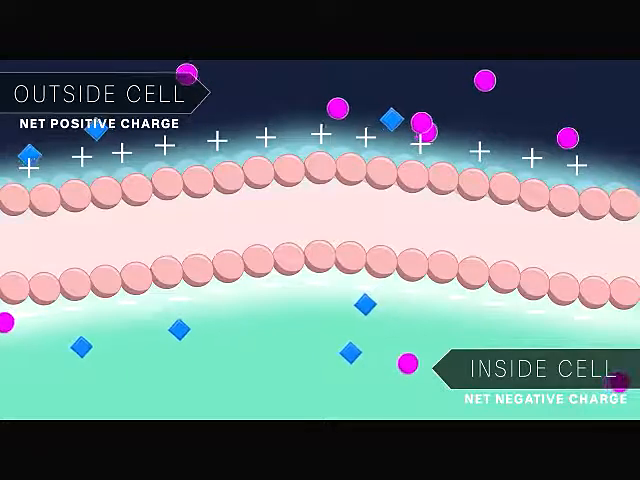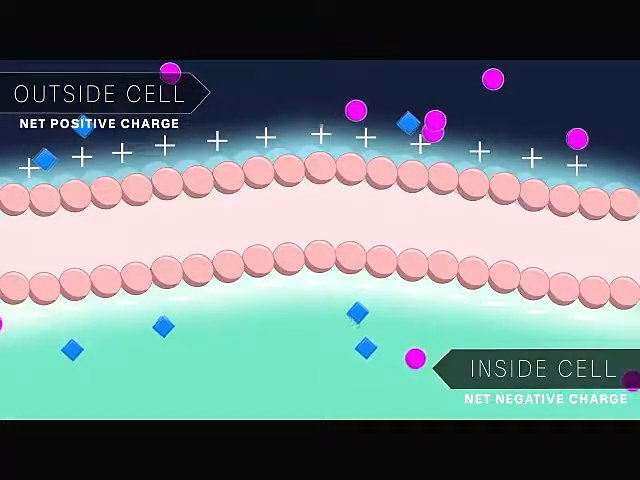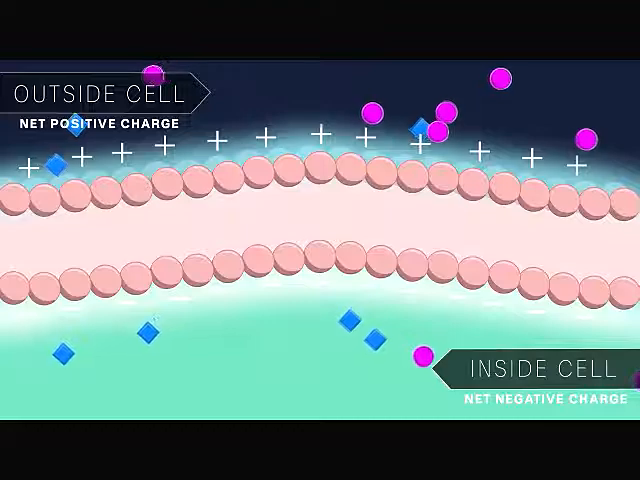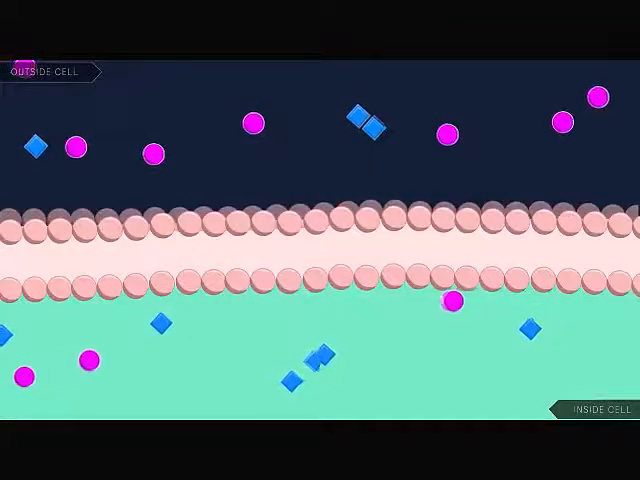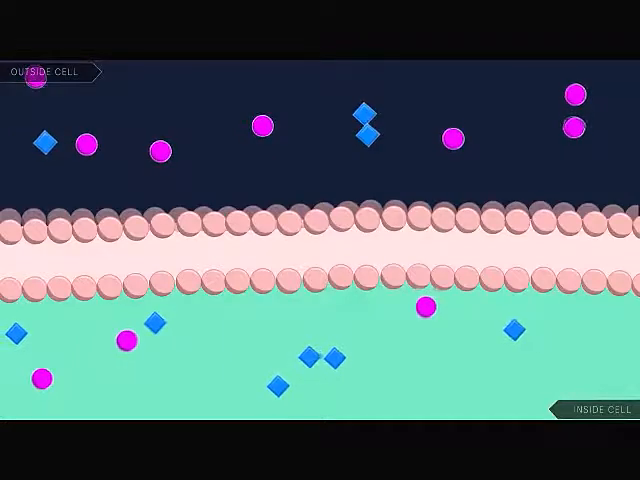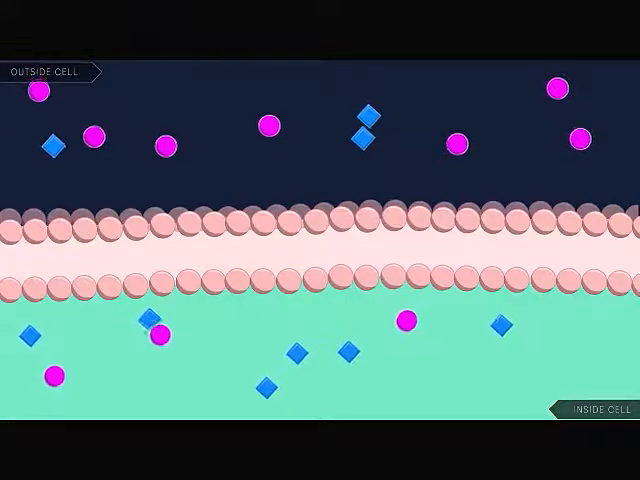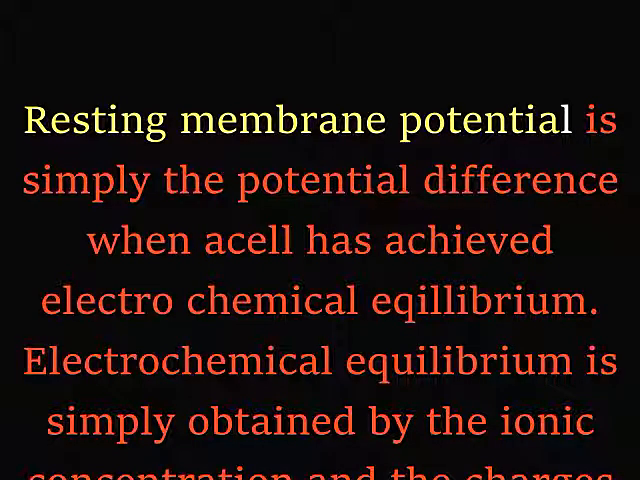Now once you establish the electrochemical gradient, then we are going to say that the membrane is experiencing what we are calling the resting membrane potential. And now this one is measured in terms of potential difference.